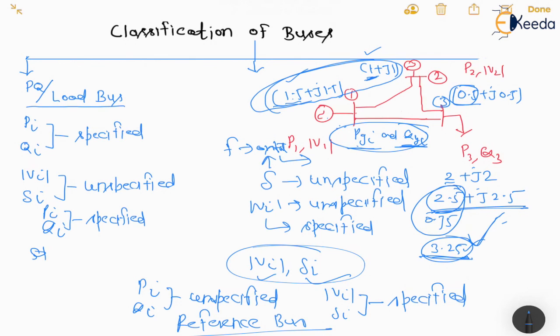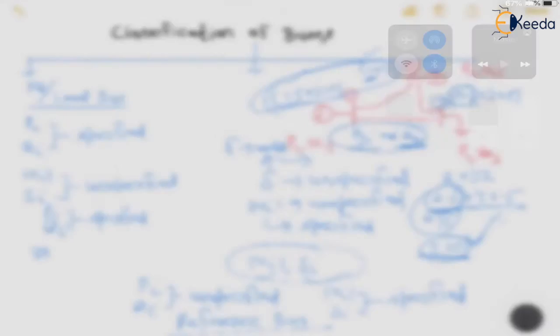So this is all about all the buses. If you have this kind of idea, then you can answer any kind of question. And if we are going to study the Newton-Raphson load flow, then this kind of classification you need to be very specific, and we need to be very clear about the thought of Pi and Qi and Vi and del I. So here it is all about the classification of buses.